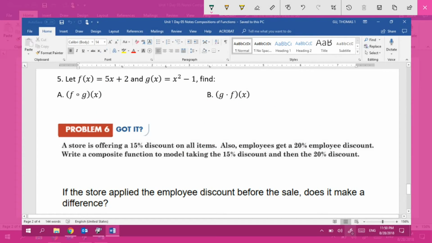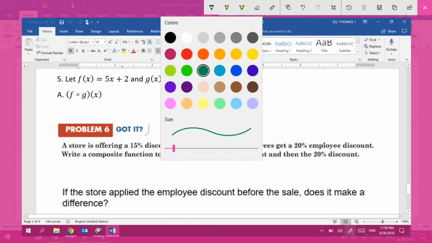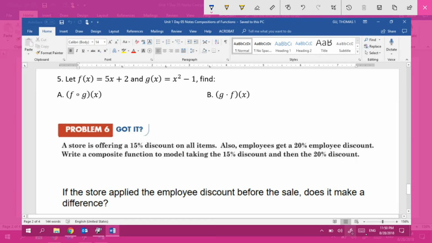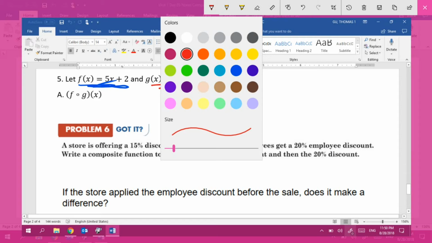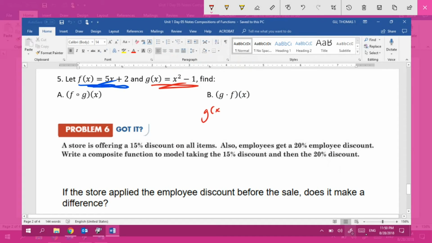Looking at b, showing you that the composite dot and the multiplication dot are different. This b says g times f of x. This is the same thing as saying, oh wait, let's color code it again. This is the same thing as saying g of x times f of x. What is g of x? That's going to be x squared minus 1. And f of x is 5x plus 2.